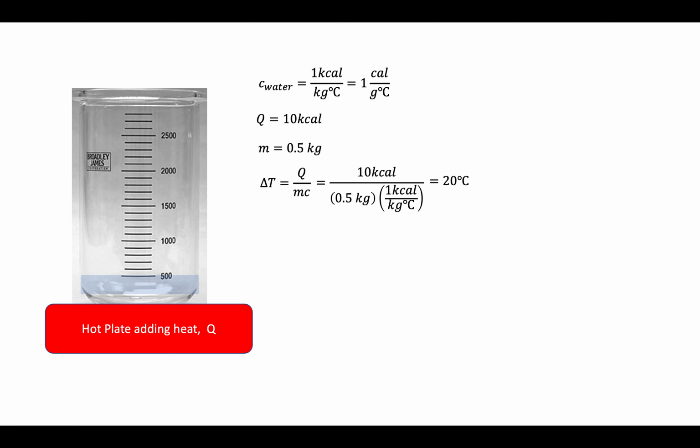So by halving the mass, the temperature changes by a factor of doubling what it was to begin with, which was 10 degrees. And so if we add the same amount of energy to less mass, the temperature change is going to be greater.